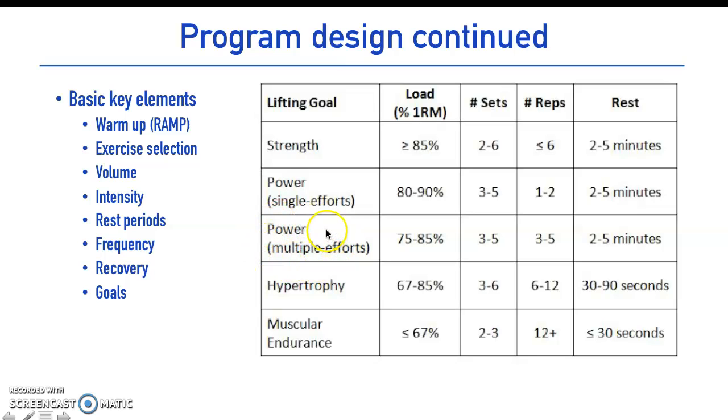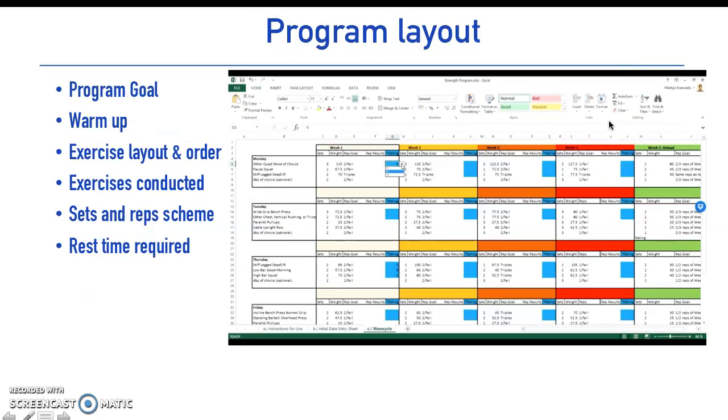Okay, because once we've done our power, then we can move into our strength. Once we've done our strength, then we can do a little bit of hypertrophy work and muscular endurance work. Okay, so that's how I want you guys to think about creating your training program. Remember, set yourself a goal. If you're trying to increase your strength, then look at the strength protocols. Okay, look at what you need for strength, how many sets, how many reps, what rest you need.